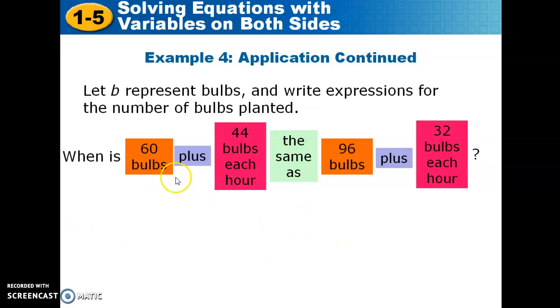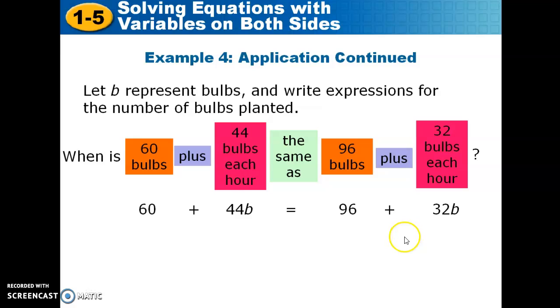But what we were talking about, John had his 60 bulbs that were already planted. Then we know he plants at 44 bulbs per hour. So we're going to use B as our variable. So we got our constant of 60 plus 44B. That represents John's planting ability, I guess. Then Sarah already planted her 96, and then she has a rate of 32 bulbs per hour.